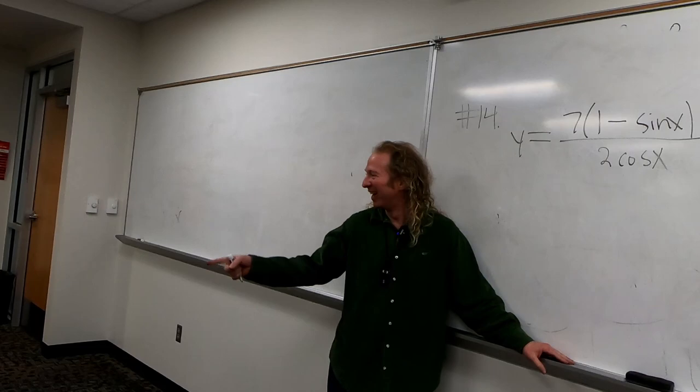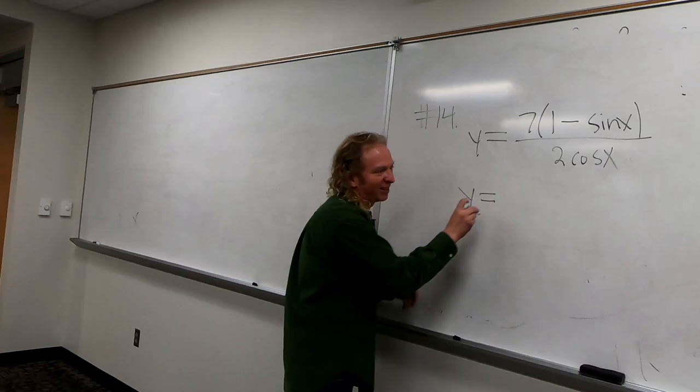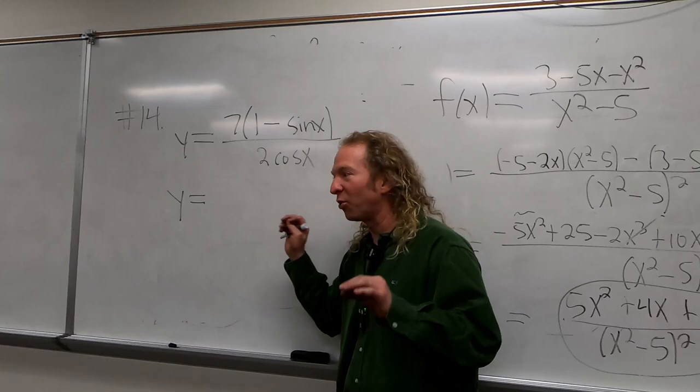You distribute the 7. Yes. And then split them apart. Yes. And then get a tan on one. Yes, that's it. So break it up, right? Don't use the quotient rule. That's the worst thing you can do. So rewrite it. Just try to break it up. Distribute the 7, and then go from there.